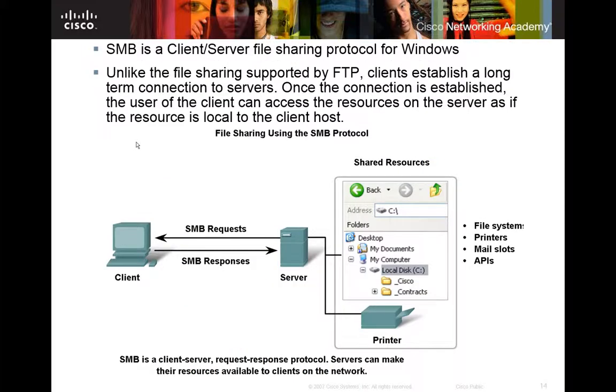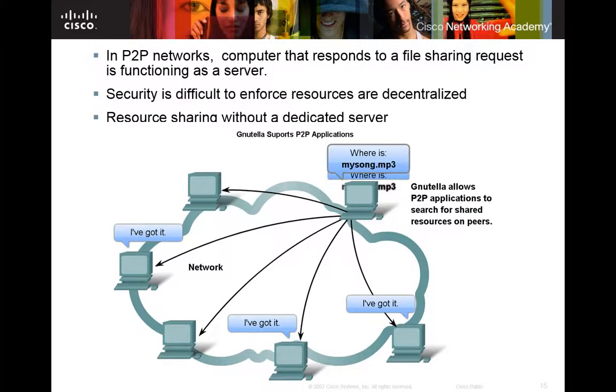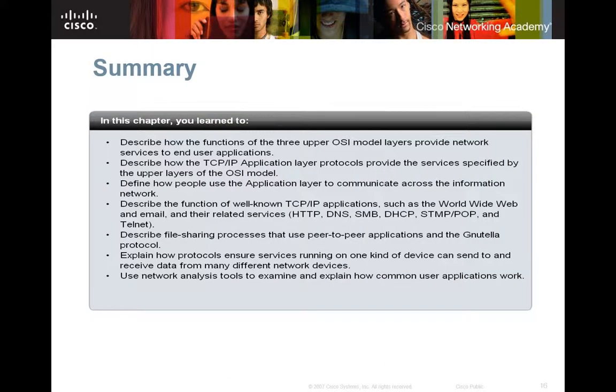SMB, all it does is send a request in a client-server relationship. All the shared resources are on the server. The client sends a request. Well, these are backwards. The client sends a request. The server sends back a response with the data. That's all it is. In peer-to-peer networks, the computer that responds to the file sharing request is considered a server, and the one issuing it is a client. Any questions?